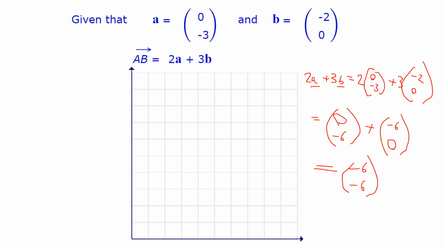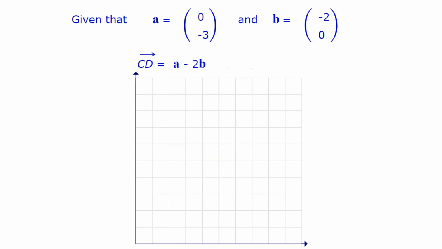Now let's draw this on a diagram. So if we label any point A, then we need to go 1, 2, 3, 4, 5, 6 to the left, and 1, 2, 3, 4, 5, 6 down to get B. And we need to draw a vector to emphasize that this is going from A to B.